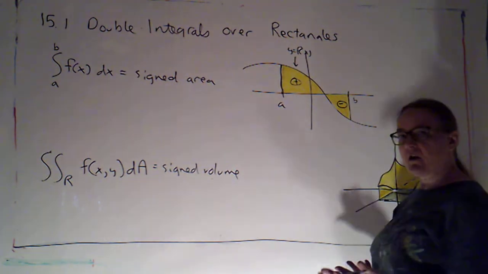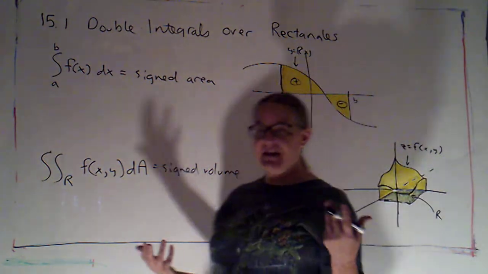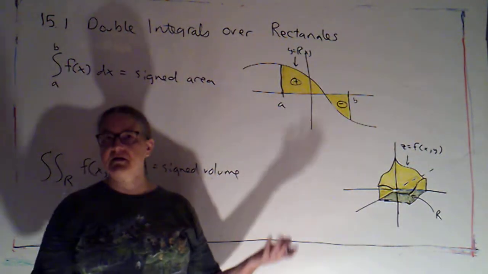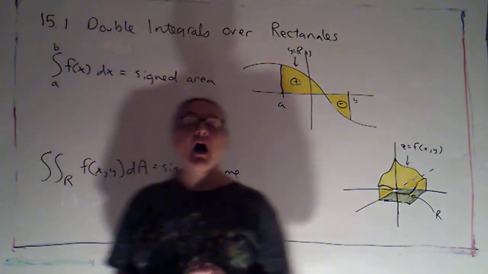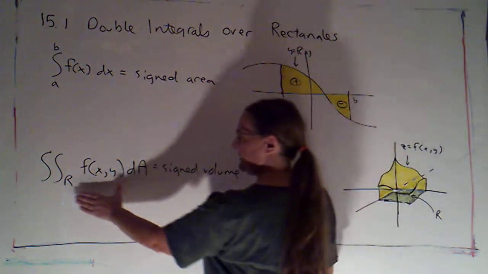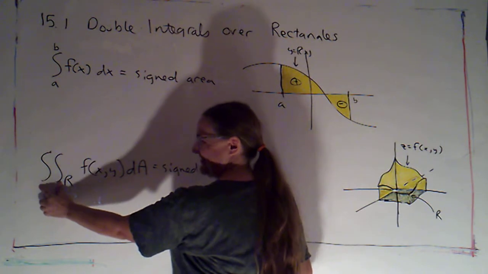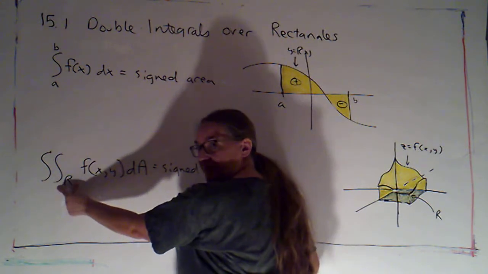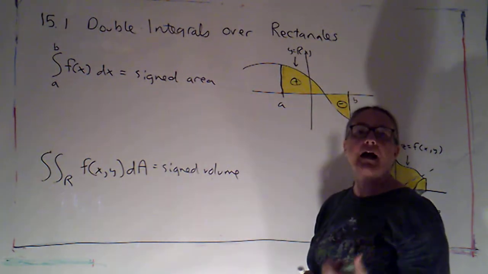And of course, signed area is often just a metaphor for some other signed quantity that we might be calculating, like displacement or work or something like that. Okay. All right, now what we're looking at in this section is going to be something that looks like this. The double integral, which I write with two integral signs, over R. R is just going to be some region in the xy plane.